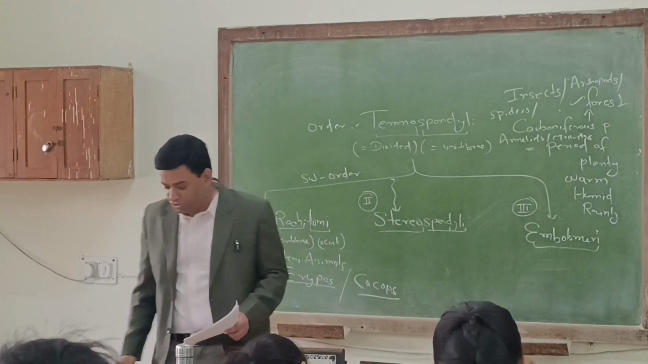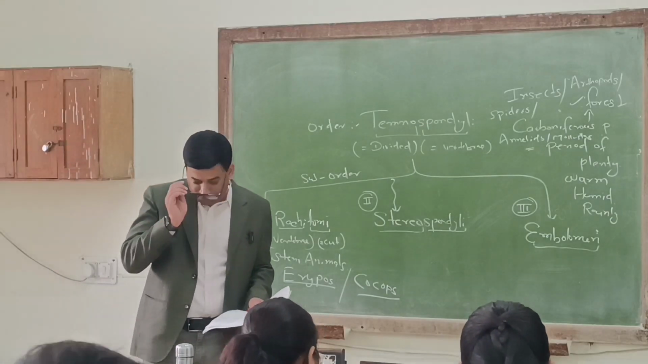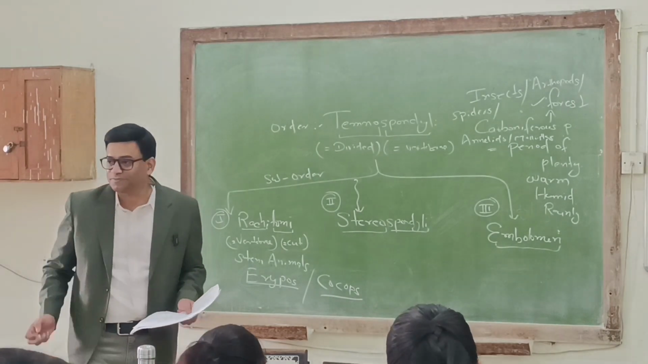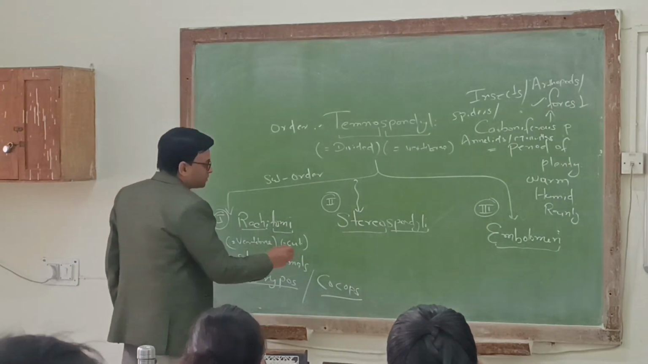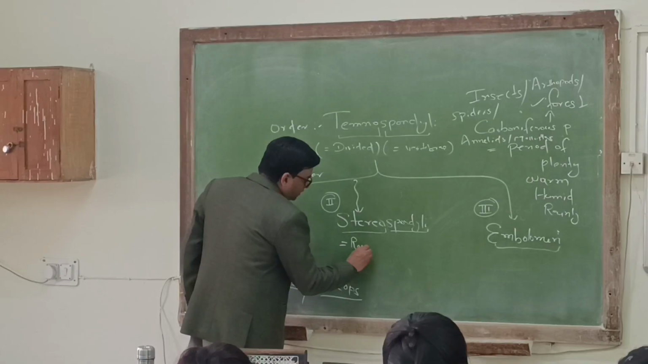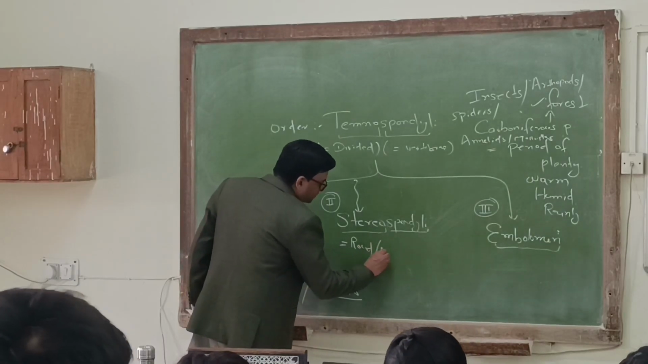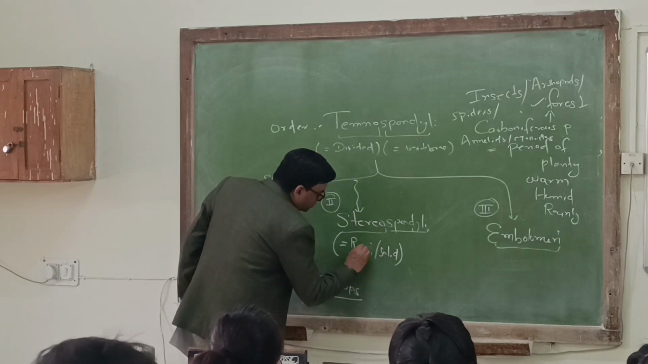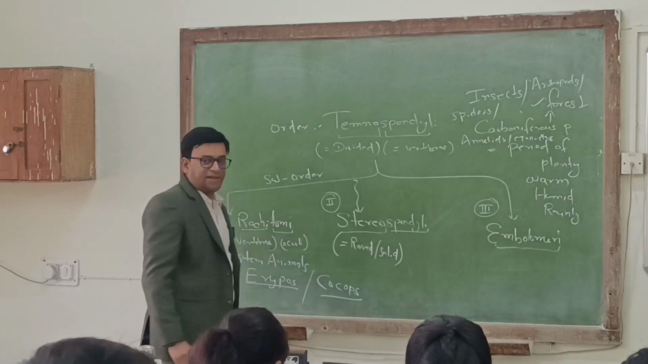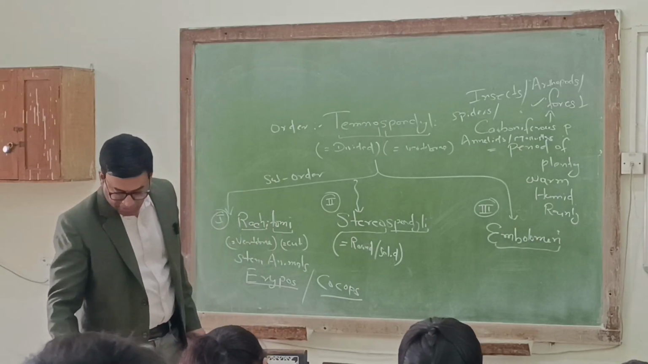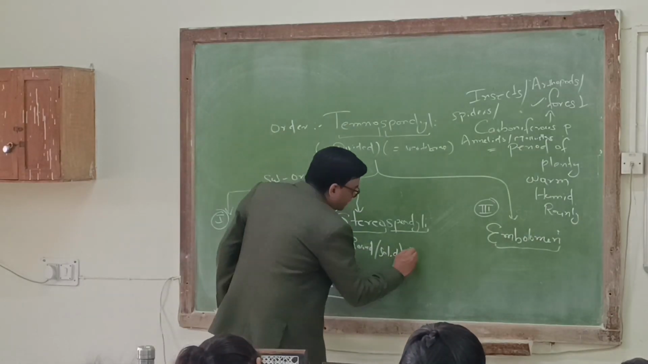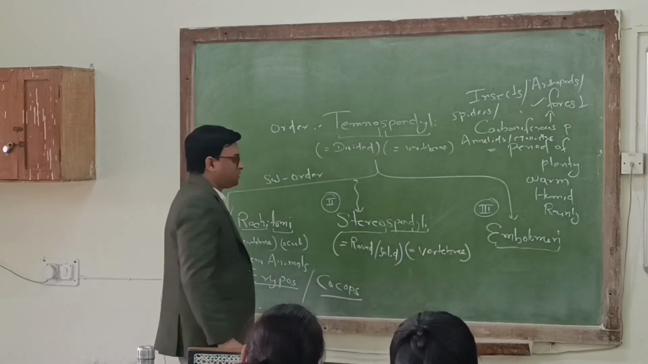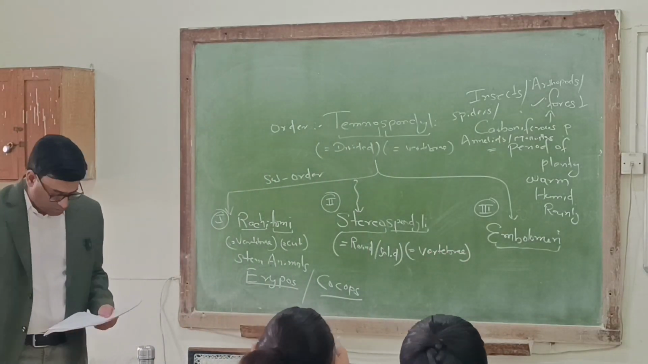Then the next is Stereospondyli. What is the meaning of stereo? Any one of you, if you can tell me? You have heard this name, stereo, as in stereo sound. So stereo means round or solid. If something is round, it can also be solid. Round, R-O-U-N-D. And spondyli, as you all know, stands for vertebrae. Stereospondyli, having the round vertebrae.